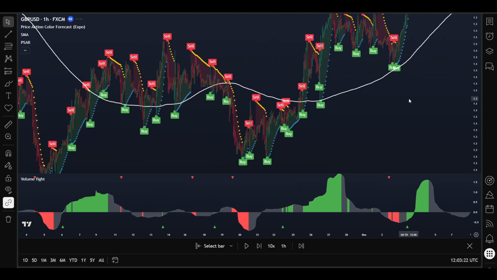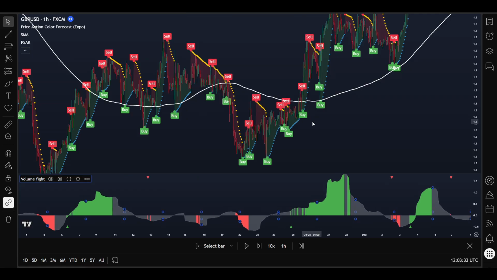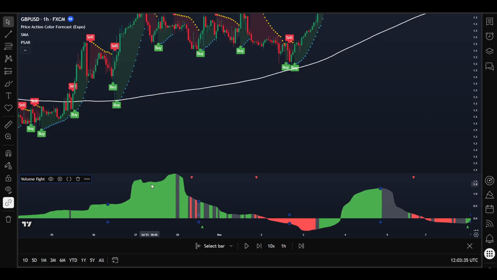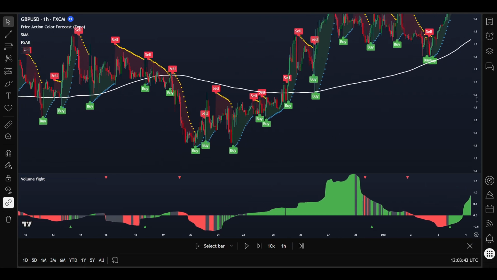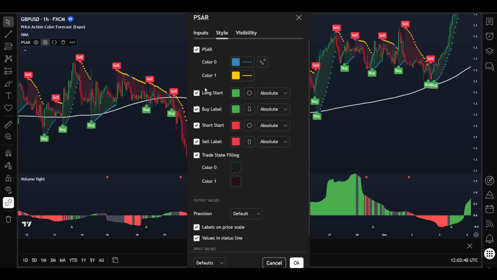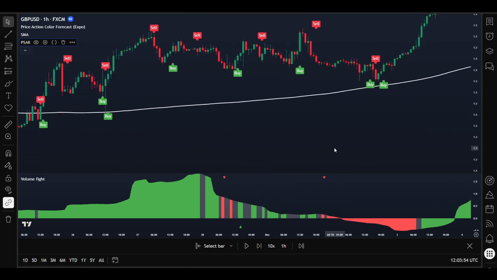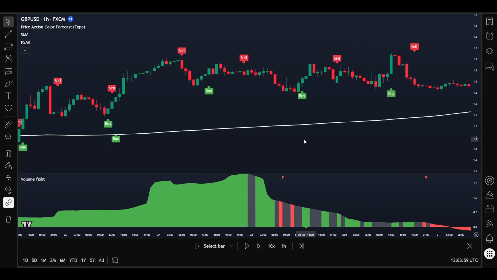Volume Fight. Open settings. Set search range to 30 and smoothing for flat zones to 5. Reading rule: green bars above 0 indicate bullish participation. Red bars below 0 indicate bearish participation. Flat or weak readings mean stand aside. Parabolic SAR. Open style settings and disable unnecessary visuals so only buy and sell labels remain. Reading rule: buy label means bullish trigger. Sell label means bearish trigger. This is timing, not confirmation.